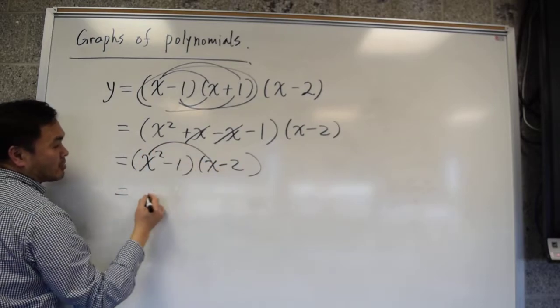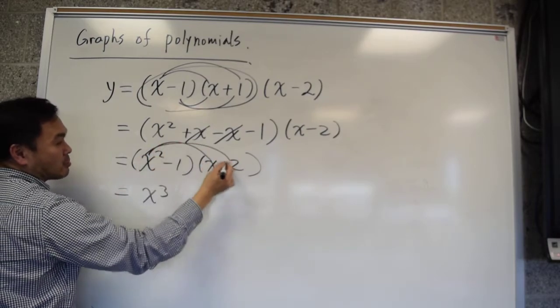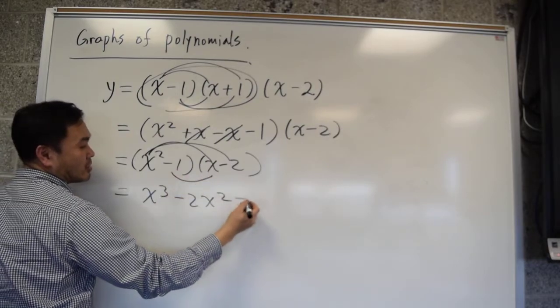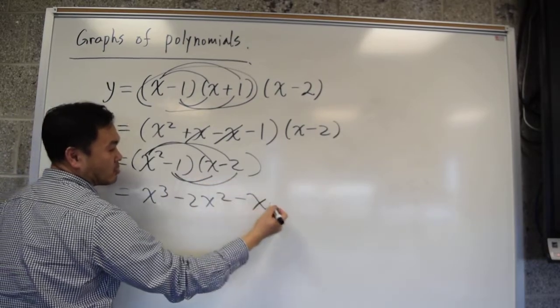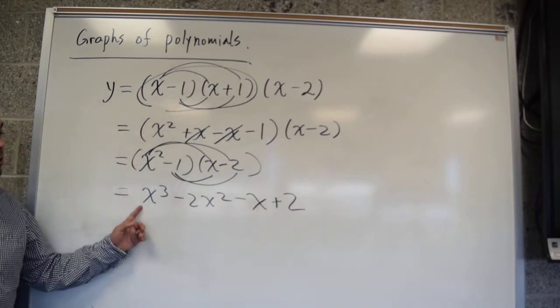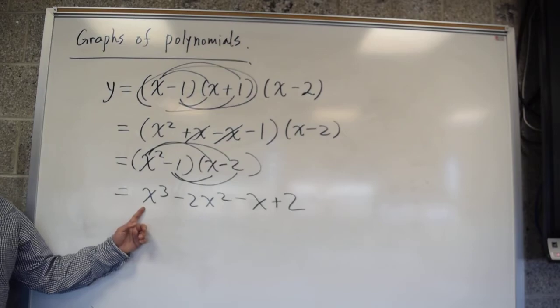X squared times x is x cubed. X squared times negative 2 is negative 2x squared. Negative 1 times x is negative x, and negative 1 times negative 2 is positive 2. Okay, so what kind of graph is this? It's a cubic graph. What's the end behavior?